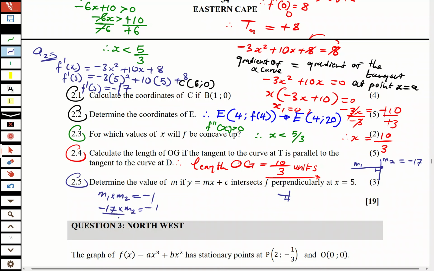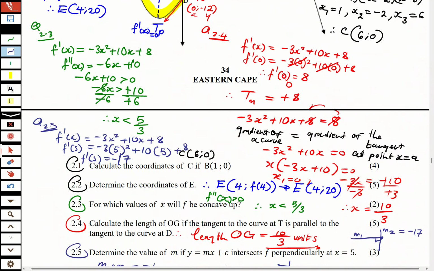So this means that you just divide both sides by negative 17. So now this becomes positive. So therefore, m2 is simply 1 all over 17. They say determine the value of m, just m, the gradient. So therefore, m is simply 1 all over 17, and this will be your answer, since it is perpendicular to f at x is equal to 5. So I hope you understand, guys.